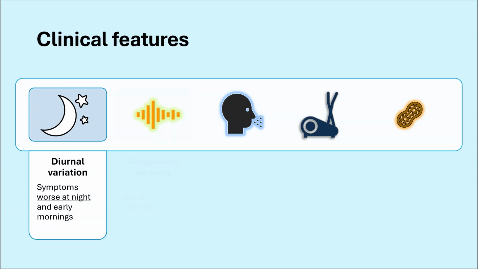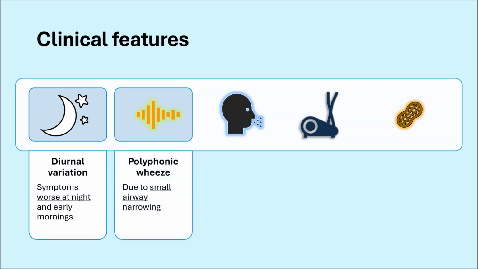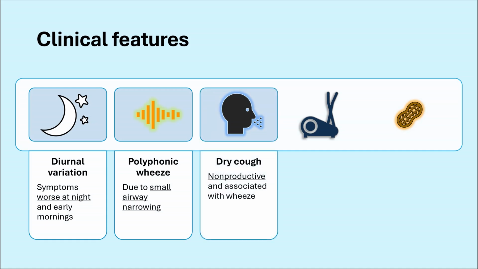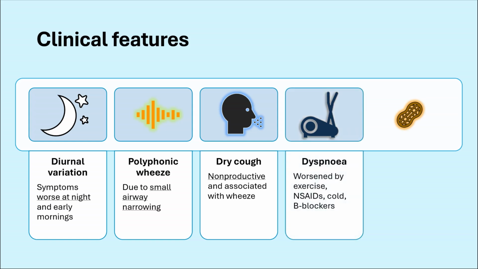Another characteristic sign of asthma is the polyphonic wheeze. We call it polyphonic because it's involving the small airways. Many asthmatics also suffer from a non-productive dry cough, and this can be associated with the wheeze. Difficulty breathing, i.e. dyspnea or chest tightness, can occur on exercise, exposure to drugs such as NSAIDs like aspirin or ibuprofen, or when they are exposed to cold environments, and also when taking beta blockers. Hence when prescribing beta blockers, you always need to double check whether a person is asthmatic or not.